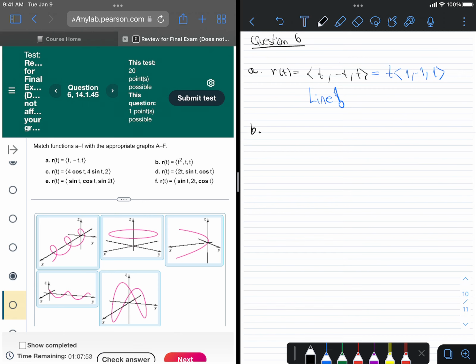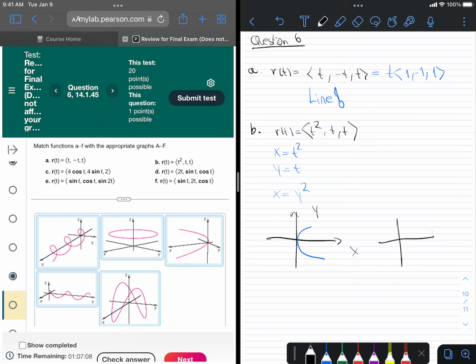B is r of t equals (t squared, t, t). So that kind of makes us think line, but it isn't. You can definitely see a relationship between x and y that suggests a parabola. Since x is t squared and y is t, that means x equals y squared. So in the xy plane, the projection will be a parabola, a horizontal parabola that's concave to the right.